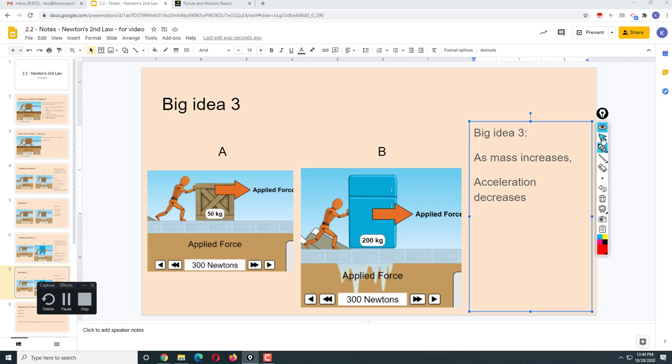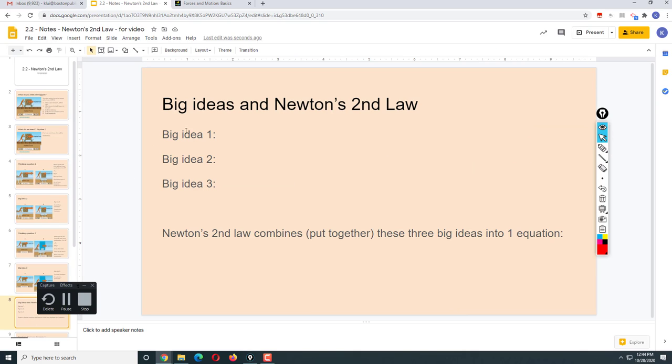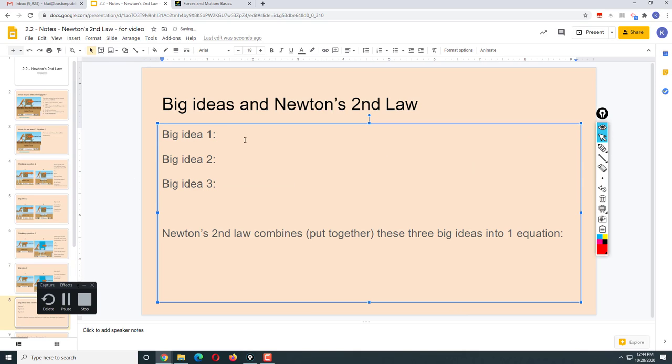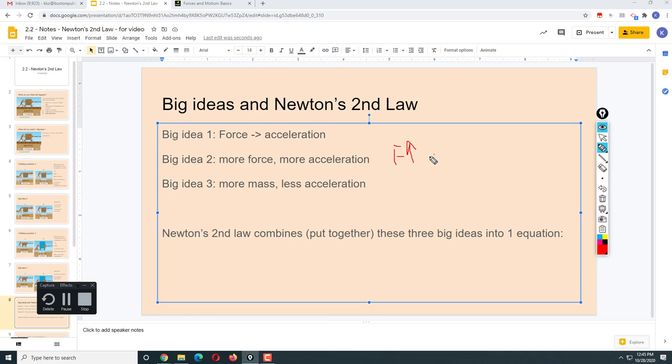Now, in fact, we have the three big ideas. If we have force, we have acceleration. Second big idea, more force, more acceleration. Final big idea, more mass, less acceleration. So more force, more acceleration, but more mass, less acceleration.